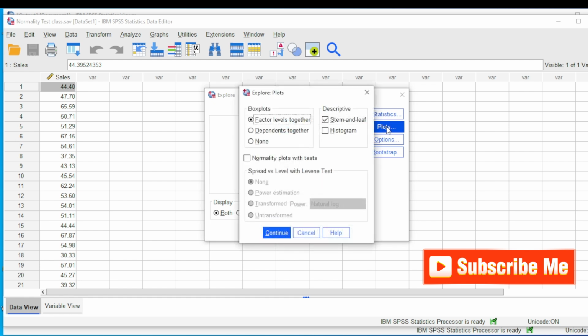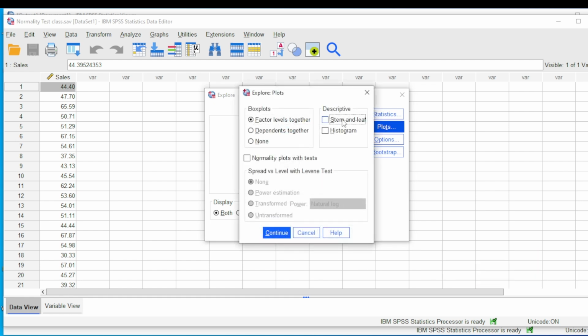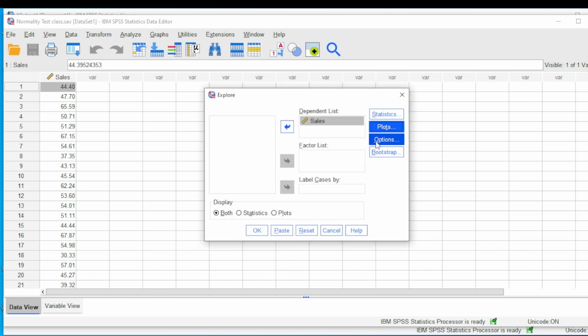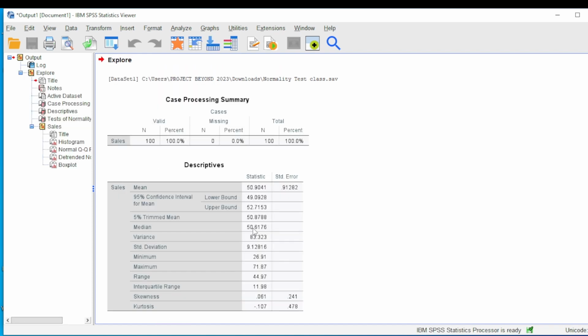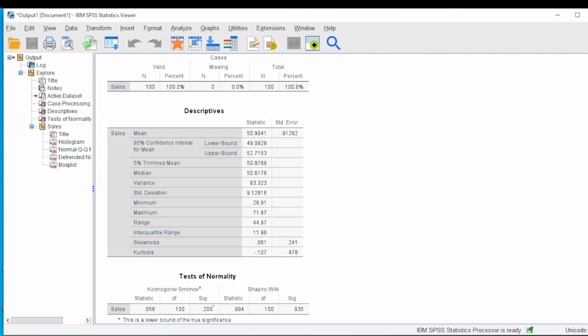Go to plot and check the stem and leaf. You can use that one too, but I'll go for histogram. Check histogram. You can check this normality plot with test. Continue, and then click OK. These are your outputs.